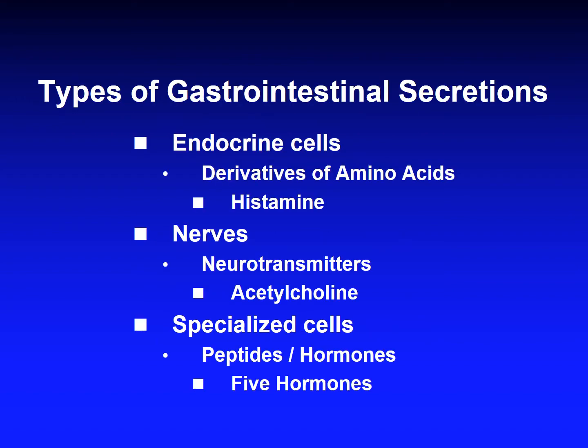The endocrine cells will give, for example, amino acid derivatives, such as histamine. All of us have heard about histamine. Endocrine cells secrete, for example, derivatives of amino acids. One example is histamine. The nerves secrete neurotransmitters. One example is acetylcholine. And you know any more examples: substance P, VIP, epinephrine, norepinephrine, etc. Nitric oxide.